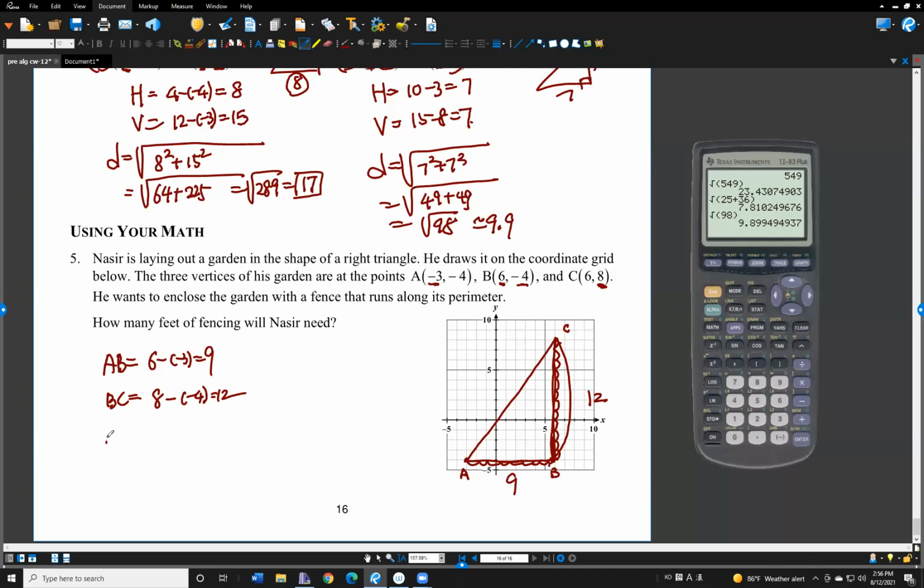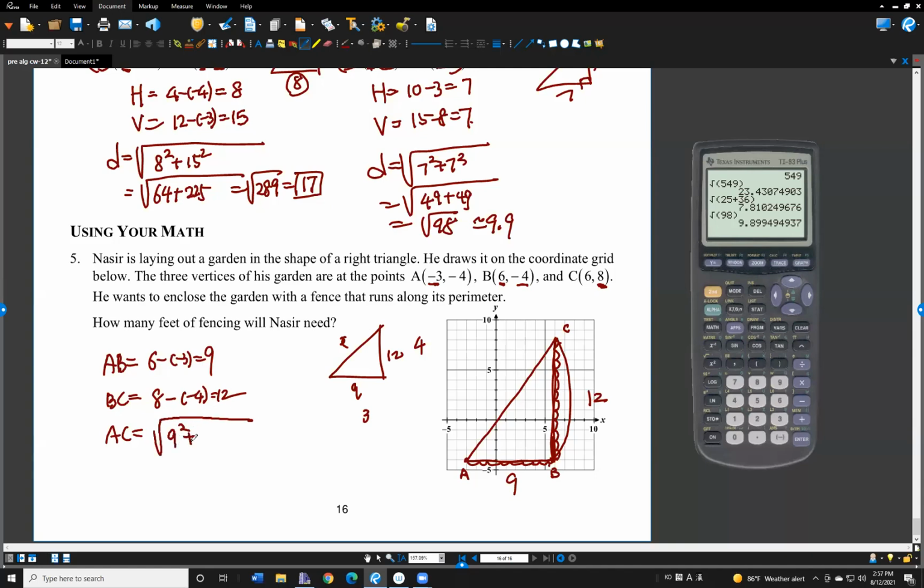Now we need to find what? AC, isn't it? You have right. This is 9. This is 12. What is this one? You can divide it by 3. This is what? 3, 4, isn't it? This is the 5, which is 15. Or you can use the Pythagorean theorem.